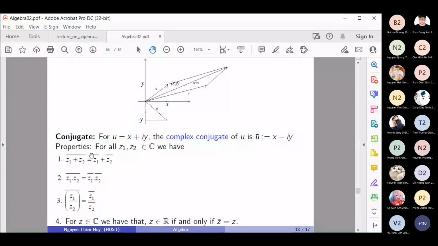So the conjugate of the sum is the sum of the conjugates. The conjugate of a product is the product of the conjugates. The conjugate of a division is the division of the conjugates. And for z in C, you have the fact that z is a real number if and only if the conjugate of z equals z. Okay, clear? You can remember all of what you were doing at high school, right?